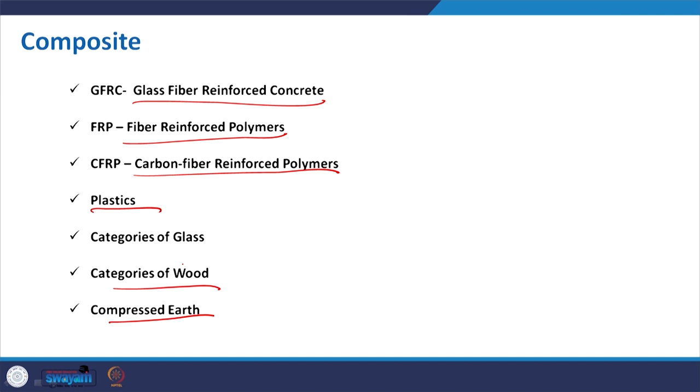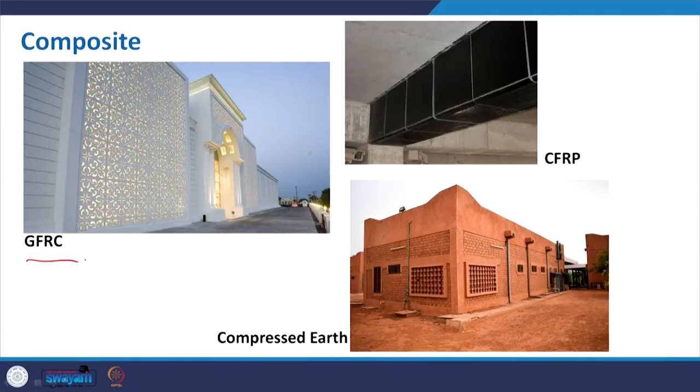Now, for wood, it may be raw wood, it may be processed wood, it may be medium density fiberboard. Depending on our expectation and the purpose, we will use it. These are some random examples where GFRC is used, and carbon fiber is used, which will give resistance to axial strain and prevent collapse in shearing. Compressed earth can also make a structure, not high rise, but it can reduce the cost and also make it very sustainable.